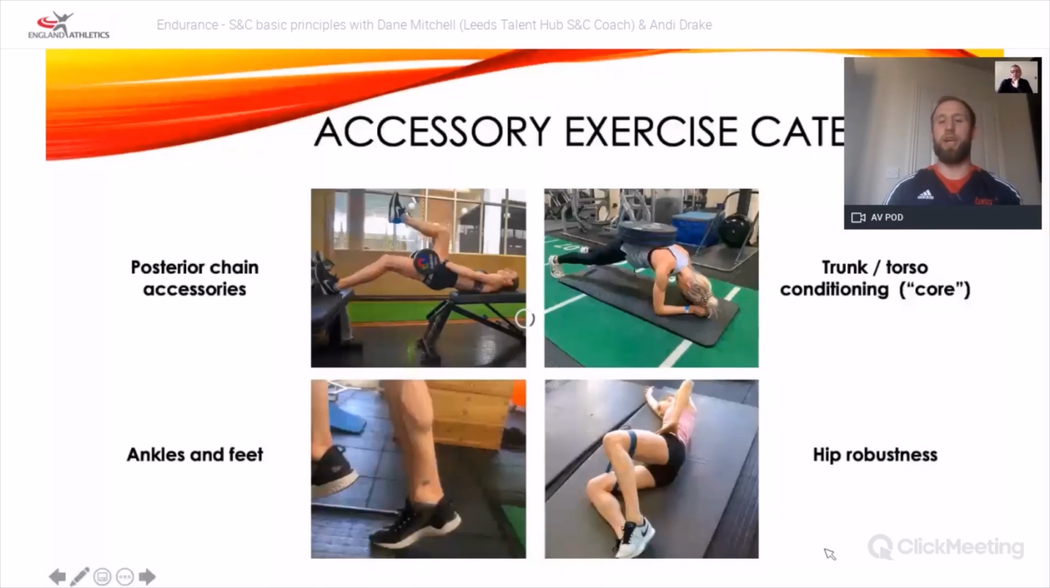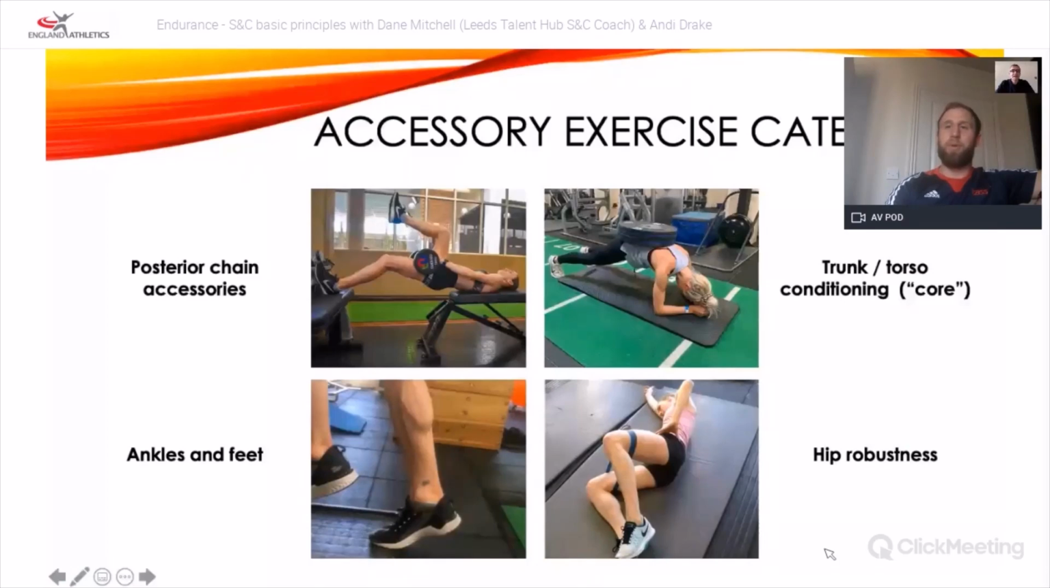And then the other category is hip robustness. Basically, this is conditioning all the muscles around the hips, mainly the gluteals, the external rotators, the hip abductors, as well as the big, powerful gluteus maximus, which is a hip extensor. Okay, so I'm going to share with you some of my recommendations now on some of these accessory exercises. So if you can click to the next one, Andy.